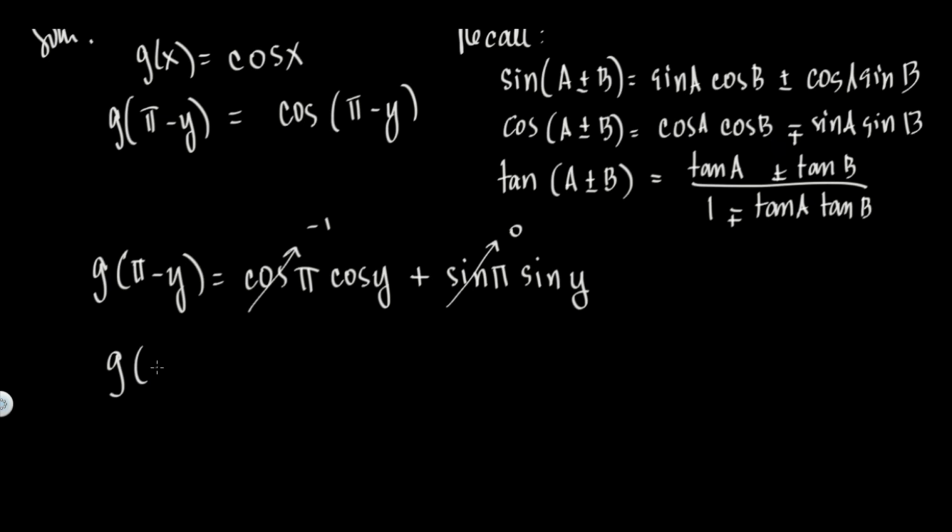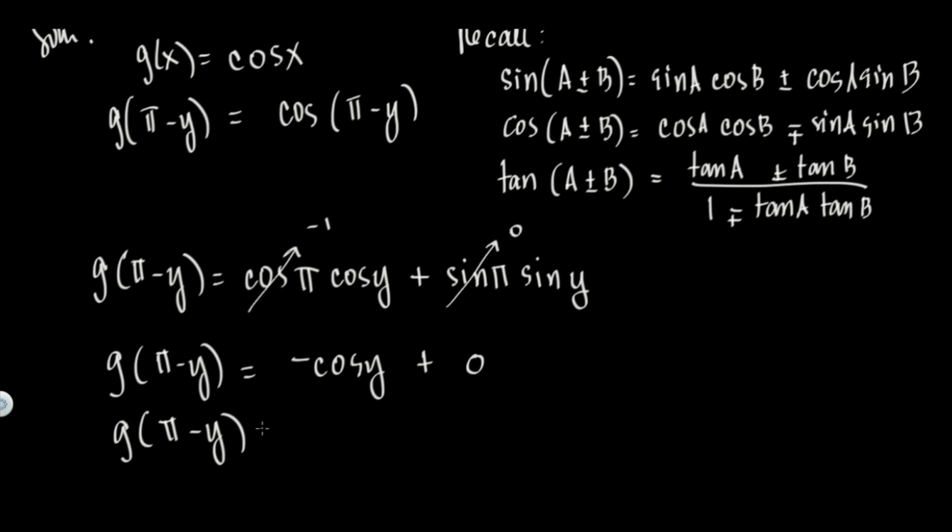So, g of pi minus y is equal to negative 1 times cosine y is negative cosine y. Yes. Then 0 times sine y, 0 times any number is 0. O, gusto mo, isulat mo. Pwede naman. Okay? G of pi minus y is equal to negative cosine y. O, yan. Your final answer. So, g of pi minus y is minus cosine y. The final answer.